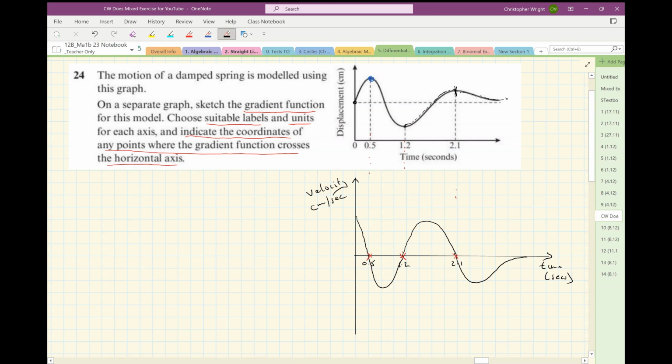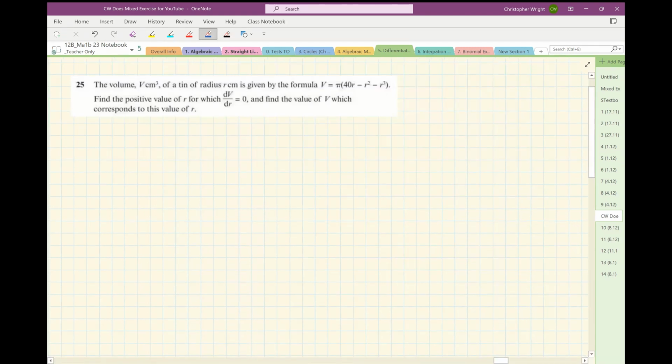Choose suitable labels and units for each axis. Indicate the coordinates of any points where the gradient function crosses the horizontal axis. Done. That's 24. Finished. Question 25.